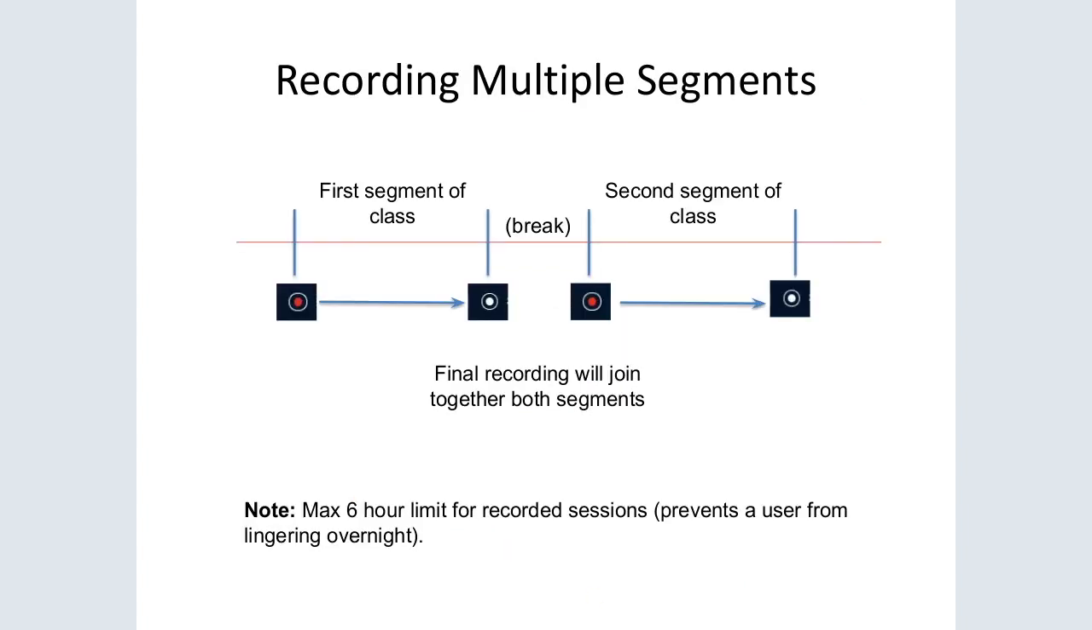You're still able to record multiple segments, so you can start and stop your recording several times throughout your session, and BigBlueButton will parse together those segments into a final recording. The maximum 6-hour time limit for sessions that have been set to be recorded still applies. This prevents users from keeping the meeting open and preventing the recording from going into the processing queue.